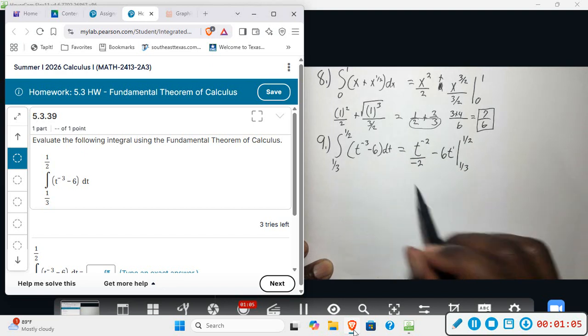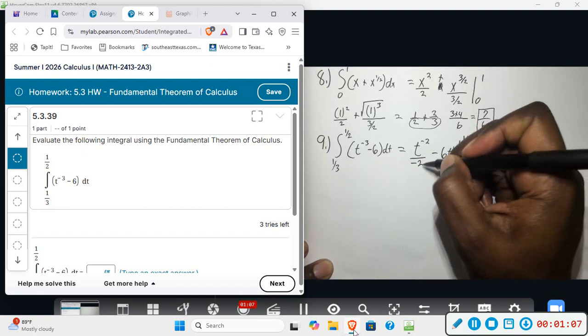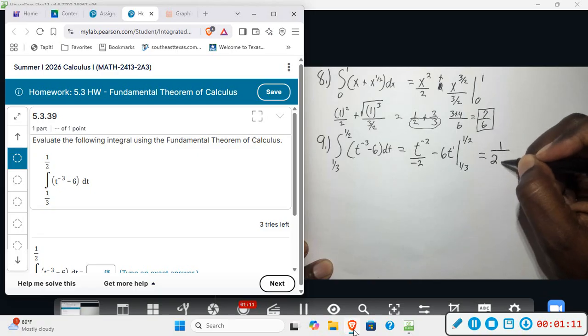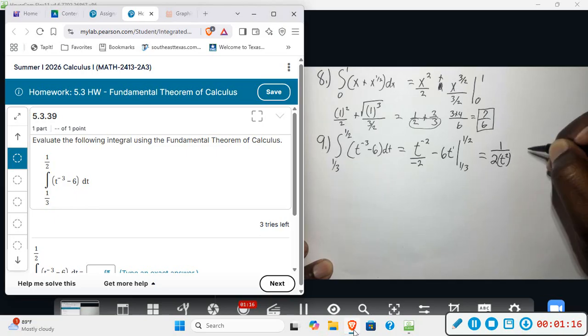I'm going to rewrite this a little bit. A negative exponent, move it to the bottom, so this will be 1/2 times t squared, and then just minus 6t.